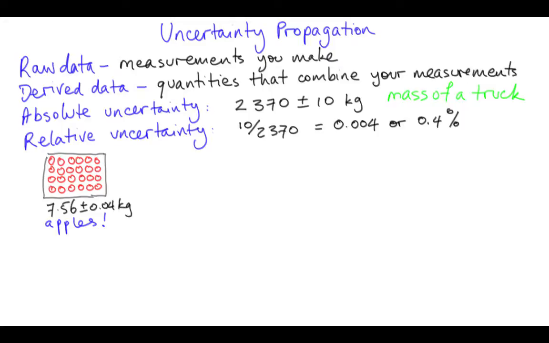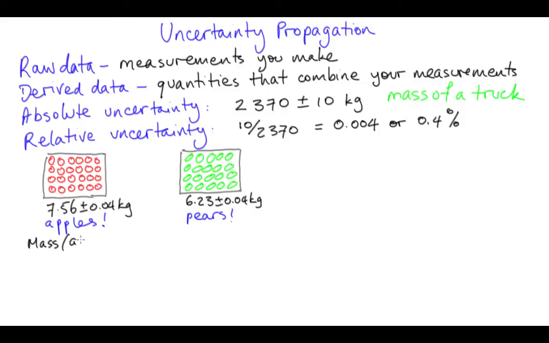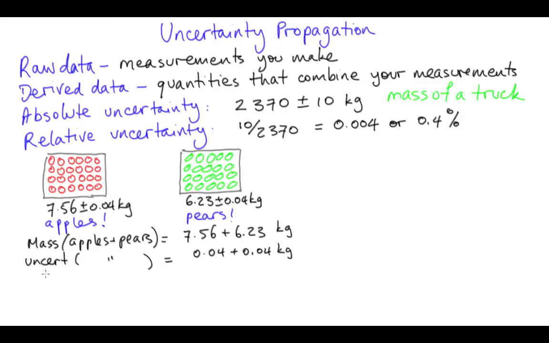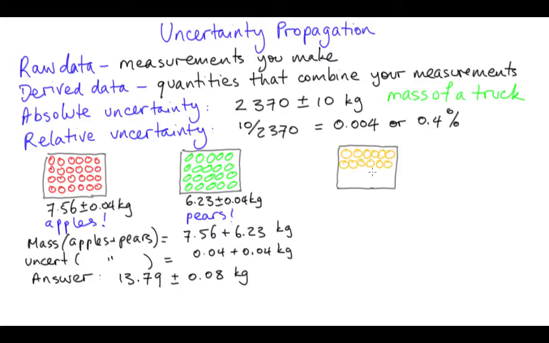If I add two quantities together, then I must add their absolute uncertainties. So for example, if I have that tray of apples and a tray of pears that weighs 6.23 kilos, then the total weight is 13.79 plus or minus 0.08 kilos. If I also add in a tray of oranges that weighs 8 kilos or so, then I calculate the total weight is 21.81 kilos and the total uncertainty becomes 0.12 kilograms.